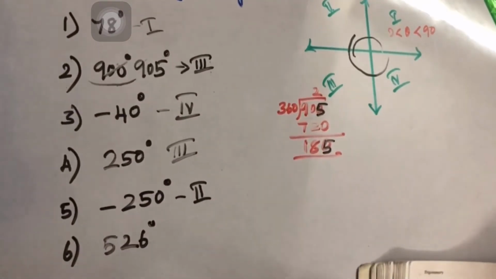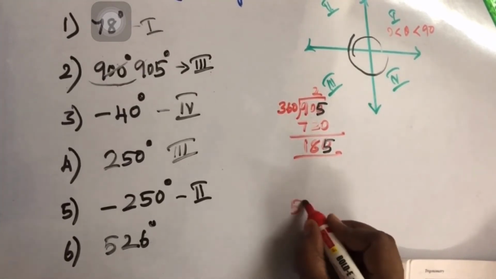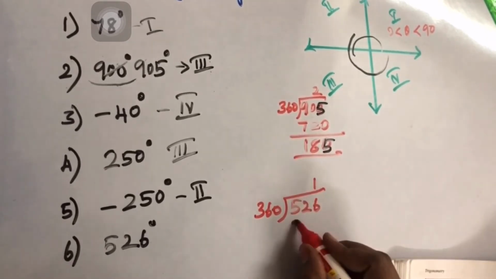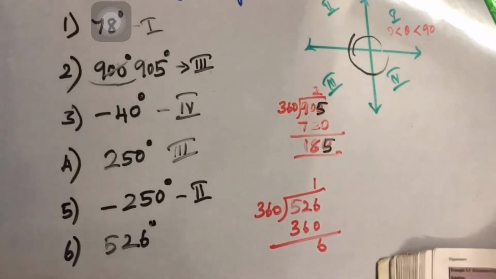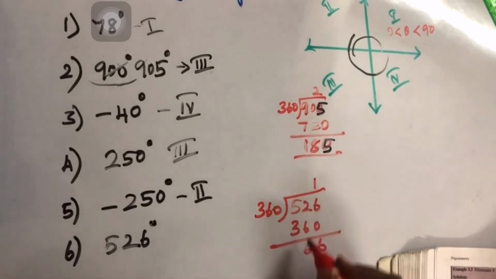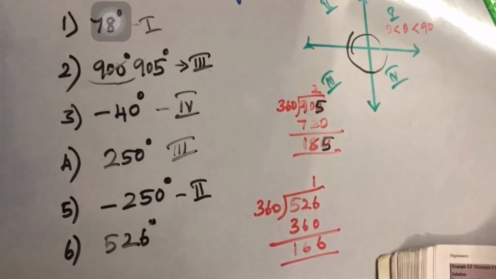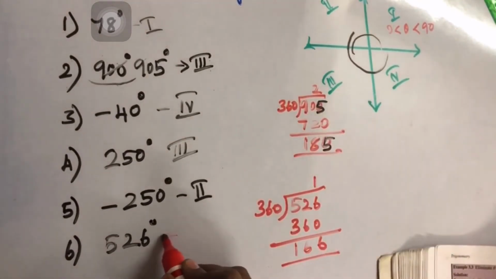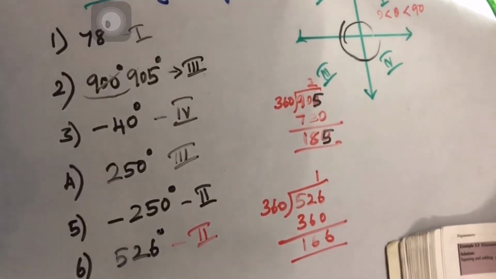And the last one is 526. To measure this, what do we have to do? We have to divide the higher measure by 360. So, 1 time 360, 526 minus 360, it is 166. Where will this angle lie? It comes in between 90 and 180. So, 526 lies in the second quadrant.